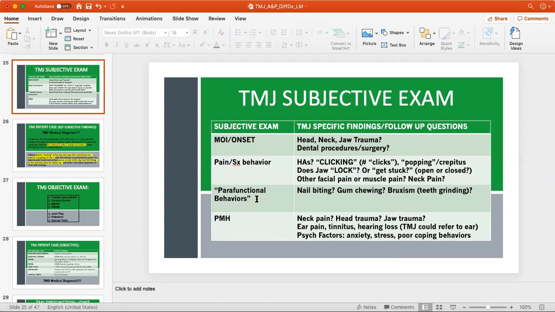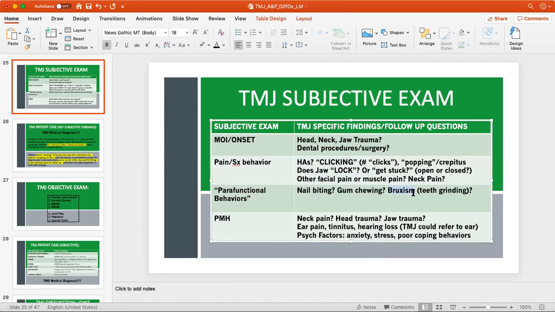Parafunctional behaviors: this term refers to these activities that are outside of maybe necessary functions, but impact the stresses felt at the TMJ. So nail biting, gum chewing, bruxism, so teeth grinding, whether conscious or unconscious. Many times this is described or found at night.